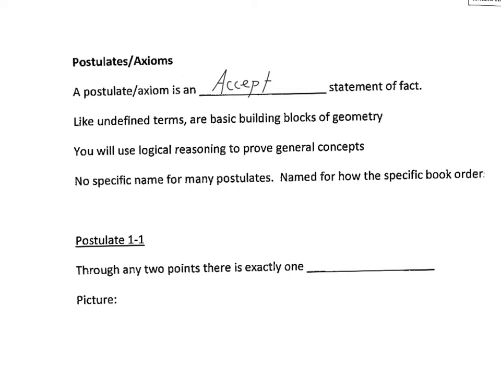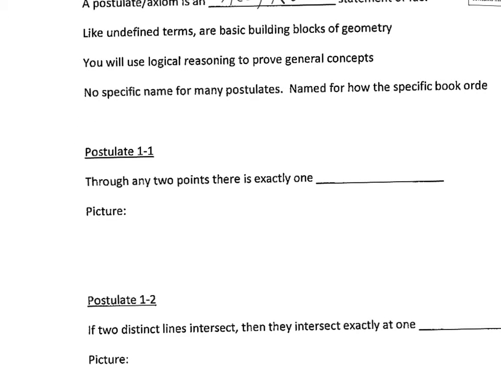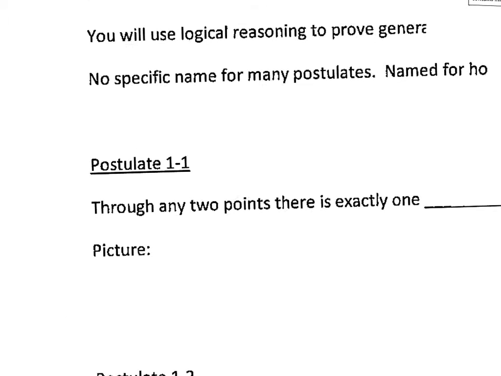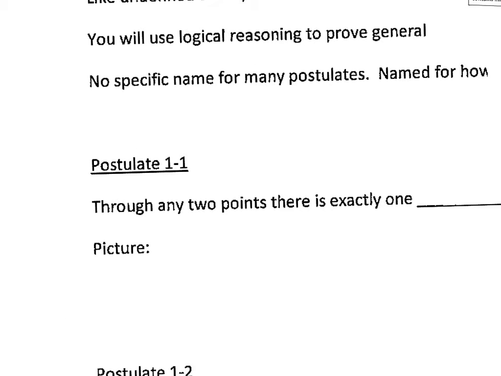And just like our building blocks, our undefined terms point, line, and plane, we use facts as well to build geometry. We use logical reasoning to prove concepts. Now most postulates and axioms don't have names. There's a few special ones that do, and we'll get to those, but most of them don't. You can't Google postulate 1-1. You'll get a million different answers.